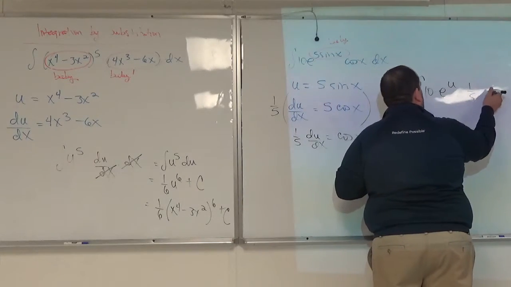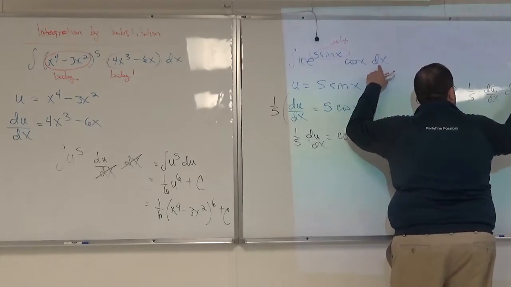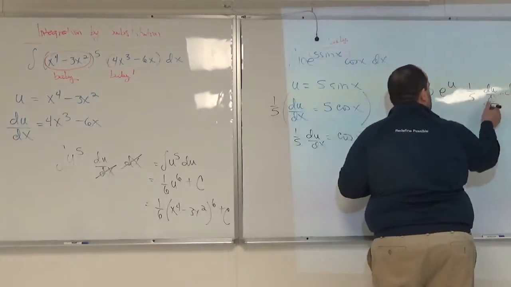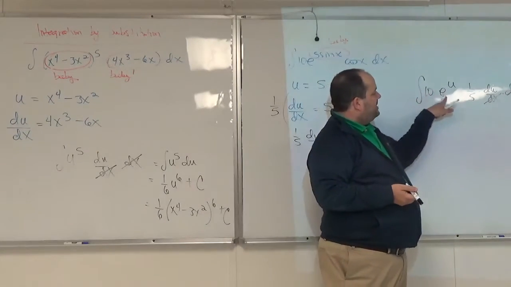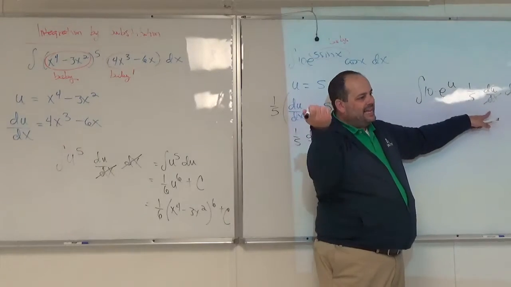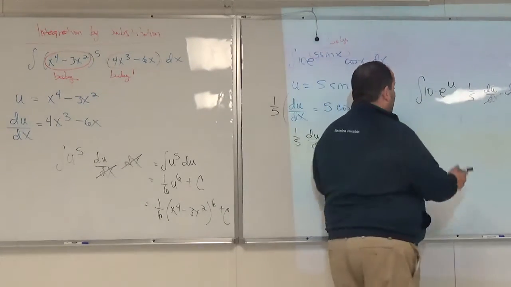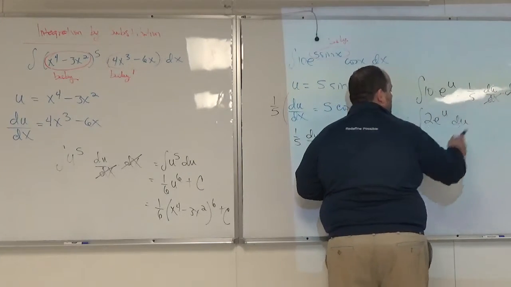I'm going to make it 1/5 du dx times the dx. Clean it up a little bit. The dx and the dx are going to cancel out. 10 times e to the u times a fifth. Stephen's idea of, isn't that really just 2 times stuff? It is. You're going to get 2 e to the u du.